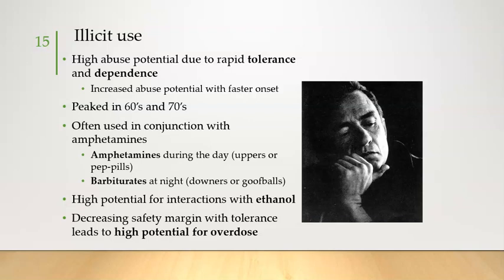So, barbiturates are also used for illicit use, and this is due to their high abuse potential because of the rapid tolerance and dependence. So illicit use of these drugs peaked in the 60s and 70s, again when a lot of drug use peaked, and it's often used in conjunction with amphetamines. So that's because, remember, it's a downer. So they would be paired with amphetamines, which are uppers. So a great example would be people would use amphetamines during the day and barbiturates at night.